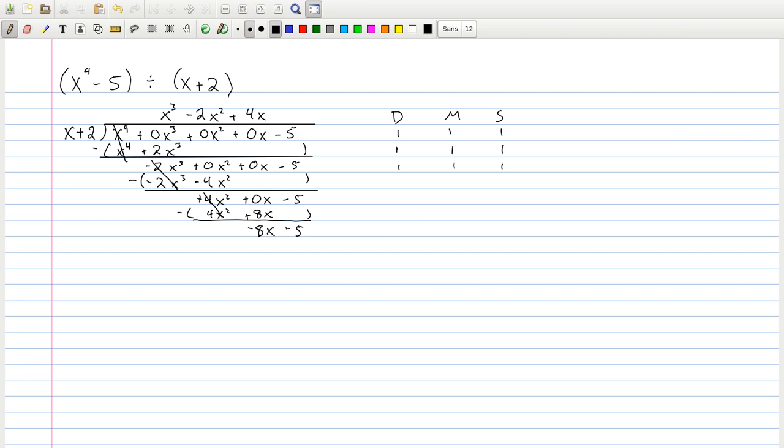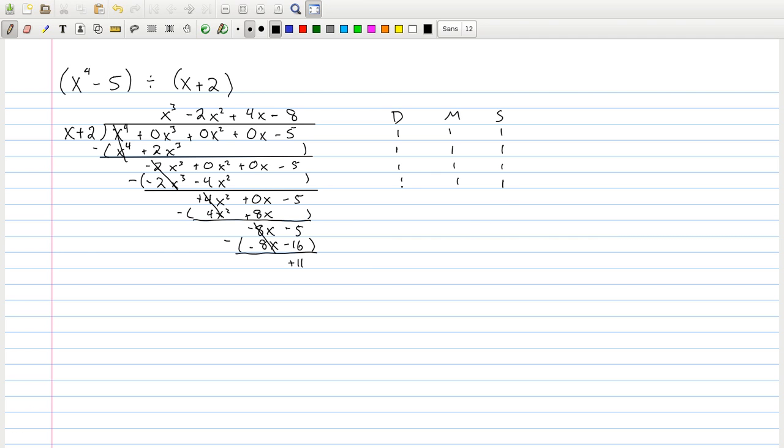We go back and do one more division. Negative 8x divided by x is negative 8. And then we multiply. Negative 8 times x plus 2 is negative 8x minus 16. And then finally, we do one more subtraction. Negative 8x subtract negative 8x will cancel. Negative 5 subtract negative 16 is positive 11.